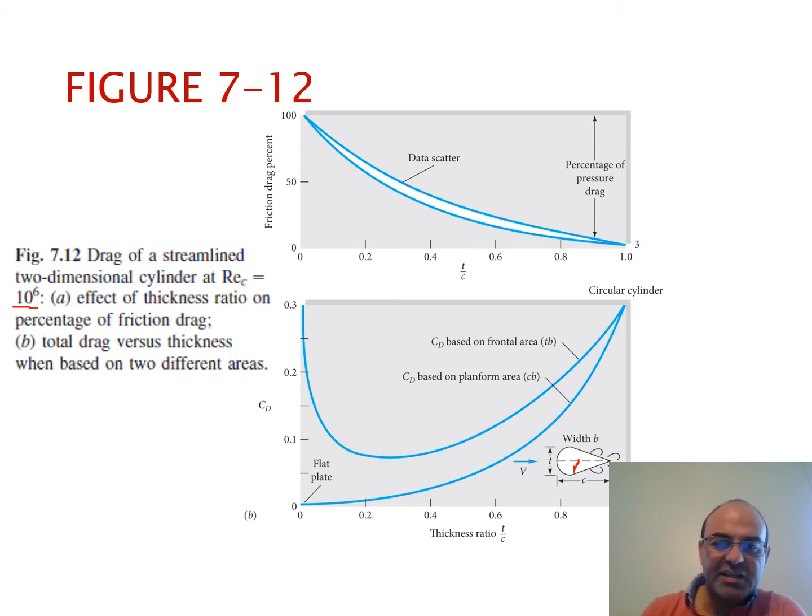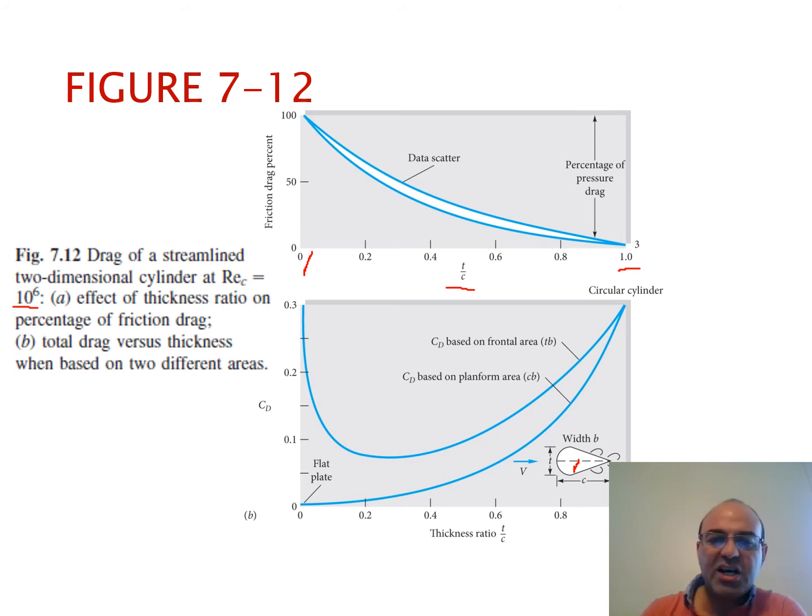So, effect of thickness, part A: effect of thickness ratio on percentage of friction drag. On the x-axis we have T over C, the thickness over chord. When it's 0, it means that it's a flat plate. And T over C goes all the way to 1, and that's where you have a round or circular cylinder, T equal to C. T equal to C is sort of close to a circular cylinder.